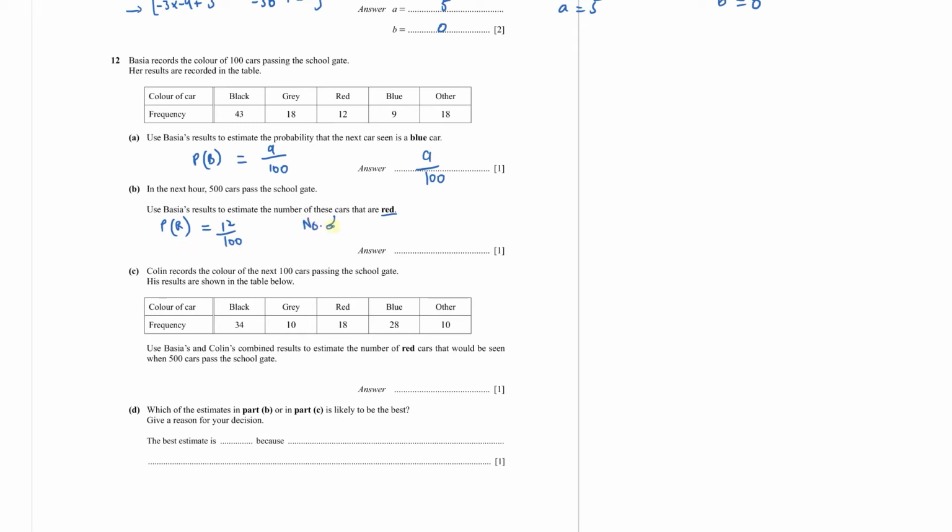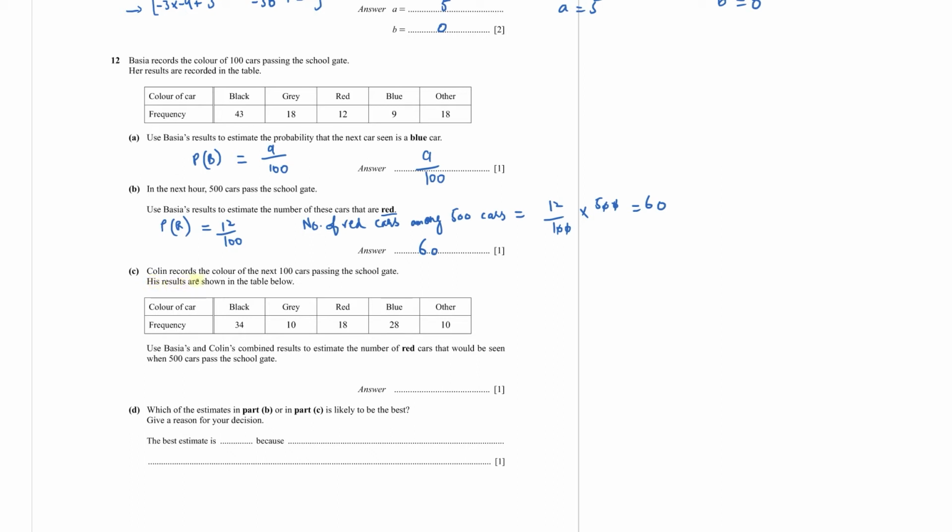So the number of red cars among 500 cars would be equal to the probability, which is 12 over 100, multiplied by 500. So zeros cancel out. 12 times 5 is 60. So this is 60. So out of 500, you expect that 60 would be red cars.